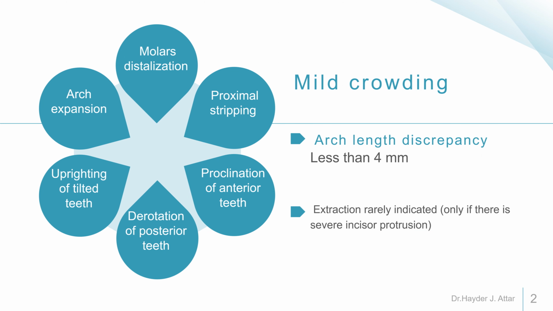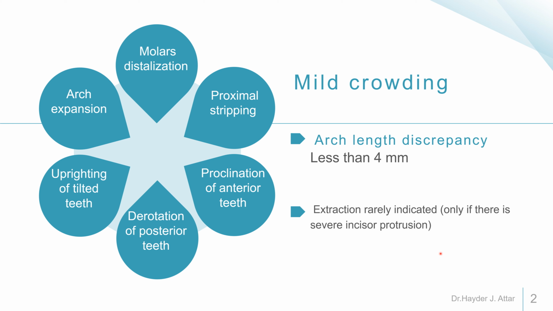First of all, the mild crowding, when the arch length discrepancy is less than 4 mm. The arch length discrepancy is measured by the space analysis that was discussed before. In the mild crowding cases, extraction is rarely indicated, and only if there is a severe incisor protrusion. In addition to the mild crowding, in this case, we need extraction to correct the severe incisor protrusion with the mild crowding.